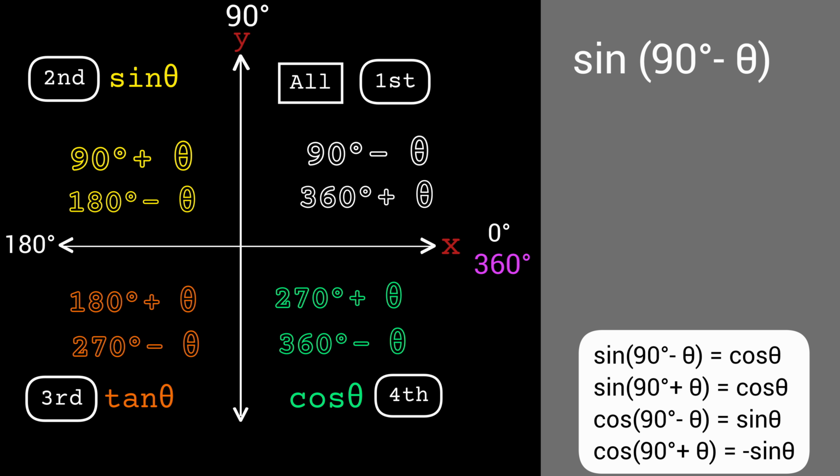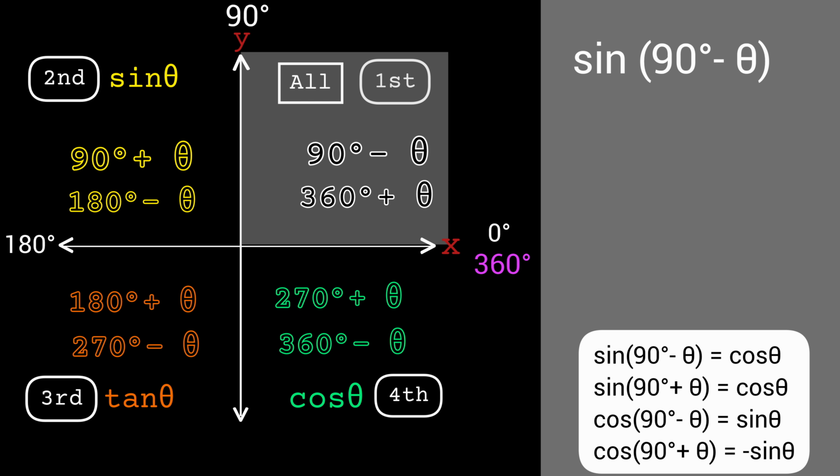Another example would be sine 90 degrees minus theta. 90 degrees minus theta lies in the first quadrant where all the trigonometric functions are positive. Sine theta in this quadrant is positive. When you are dealing with the function values of 90 degrees plus or minus theta, sine changes into cos and cos changes into sine. So we're not going to have a positive sine theta, but we're going to have a positive cos theta.